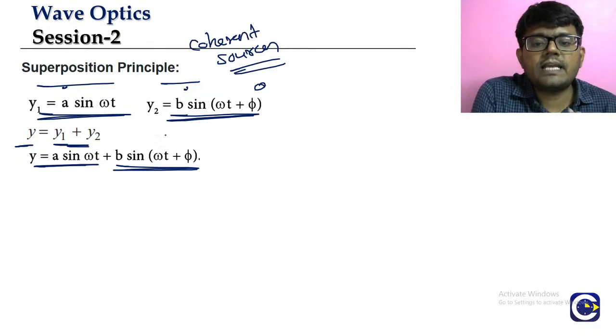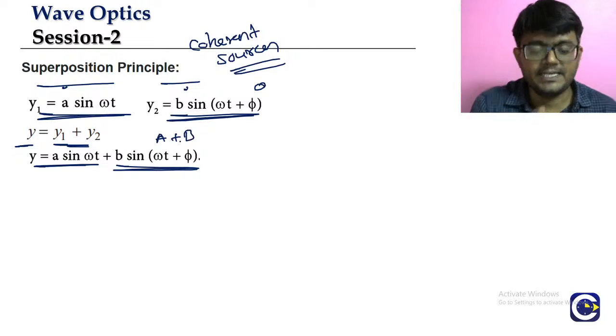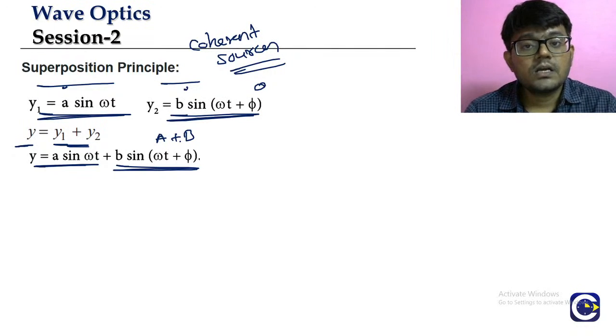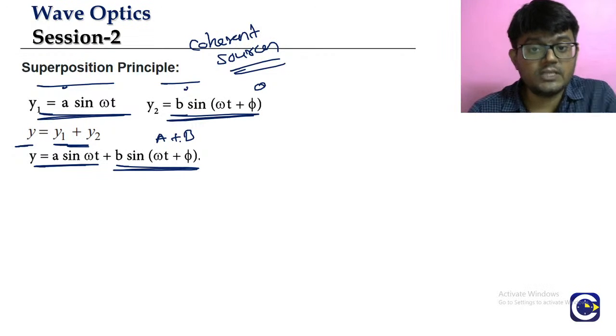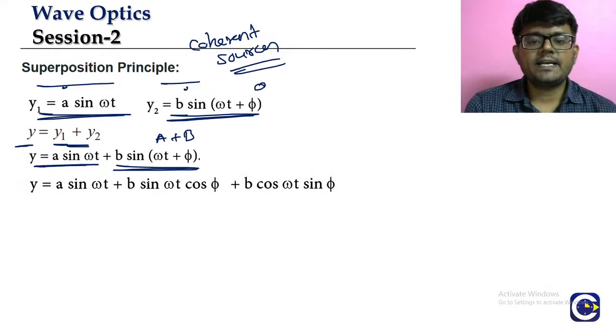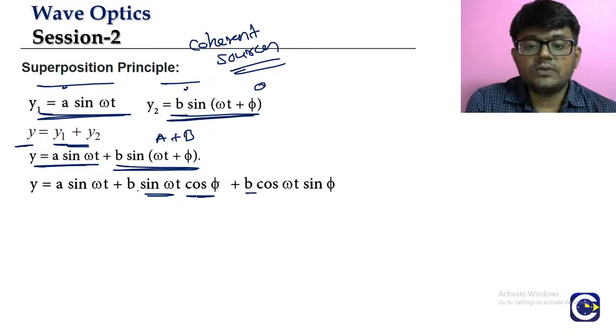So here we have it like what? Sine of a plus b type, right? What is the sine of a plus b formula? Sine a cos b plus cos a sine b, right? We will expand it. So if we expand it, what do we get? B into sine omega t cos phi plus again b is there, B into cos omega t sine phi.